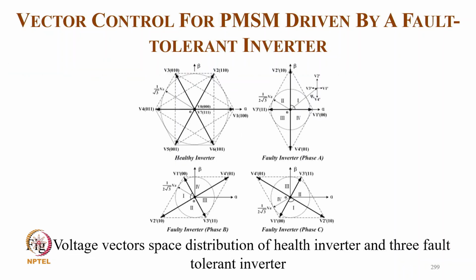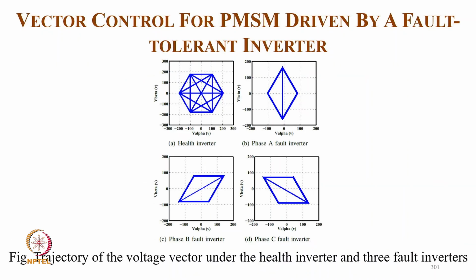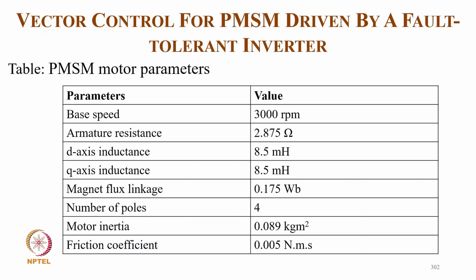And these are the back voltage states, healthy inverter and three-phase fault inverter. And this is typically the block diagram of the vector control system for PM with the fault tolerant inverter control. Here we have a reference speed, position, and ID IQ control. We get the three-phase reference current direction for giving a switching signal. And these are the vectors under healthy inverter and faulty inverter: healthy inverter, phase A fault, phase B fault, and phase C fault. And these are the parameters of this.